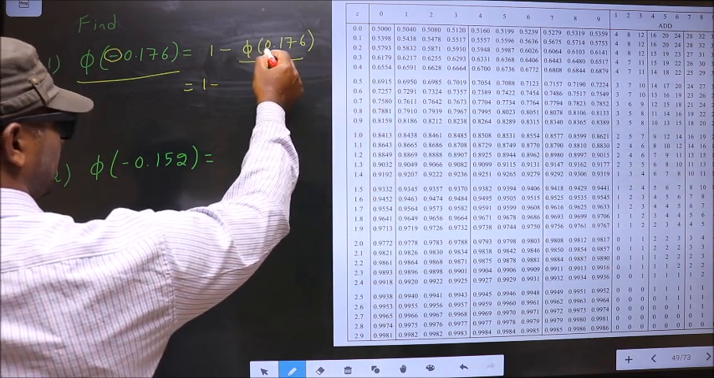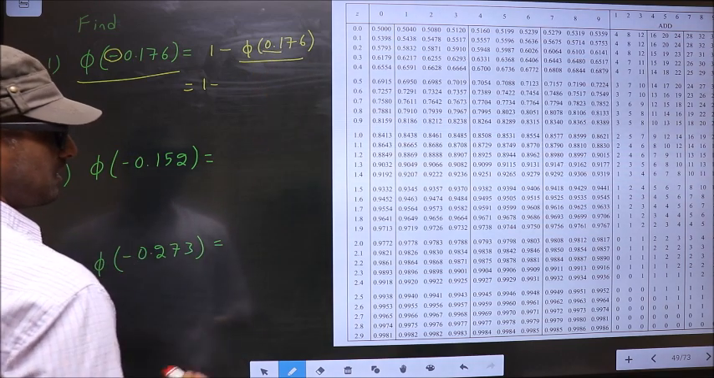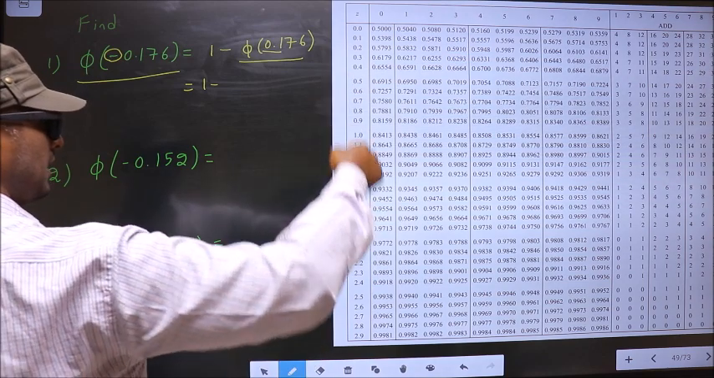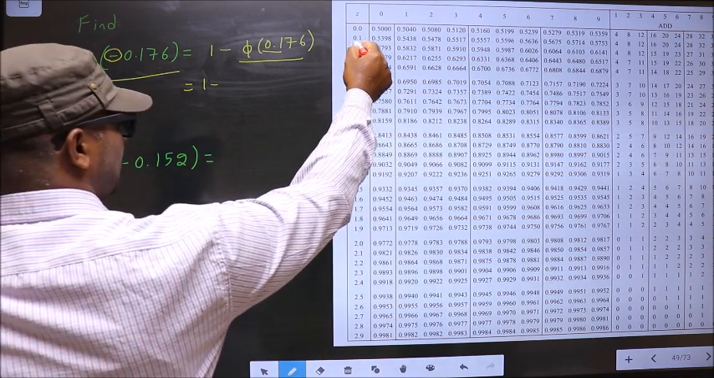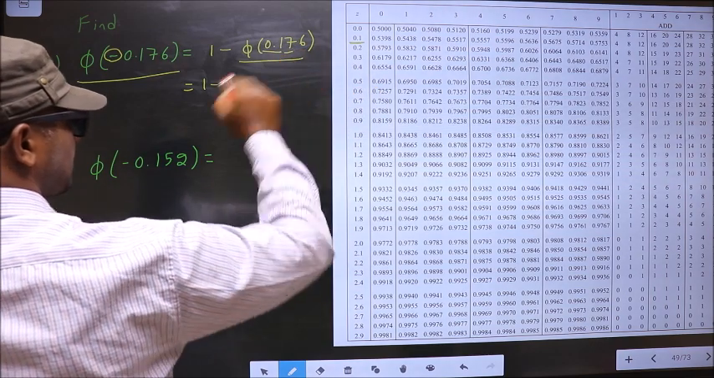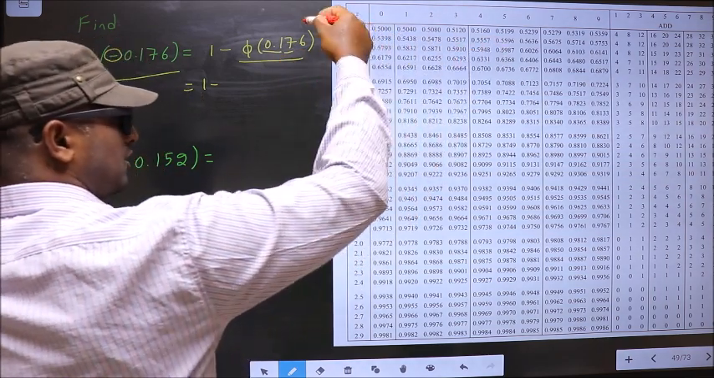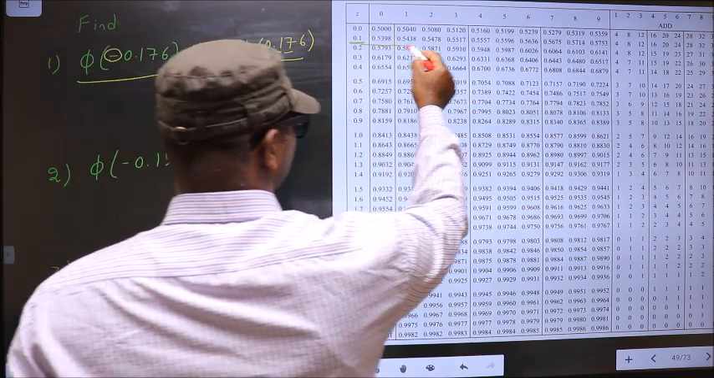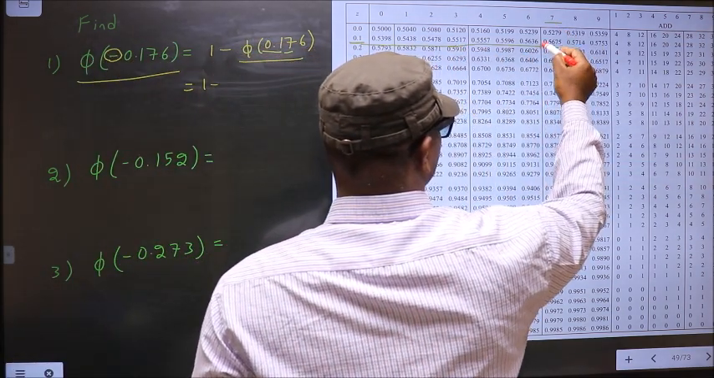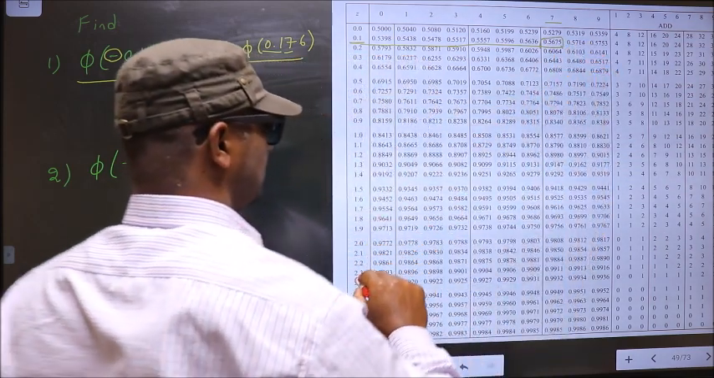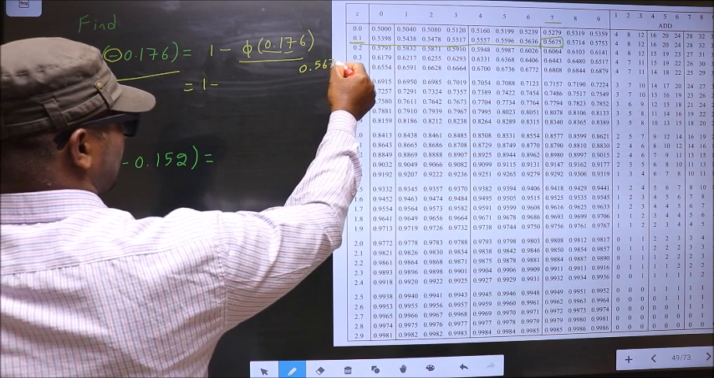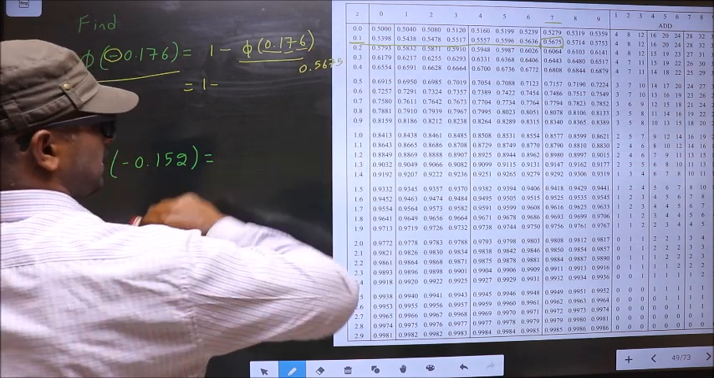To get this value, first you take these two numbers, that is 0.1. Now you look for 0.1 in this column. We have 0.1 here. Now the next decimal is 7. So in this row, at number 7, I have the value, this one, that is 0.5675.